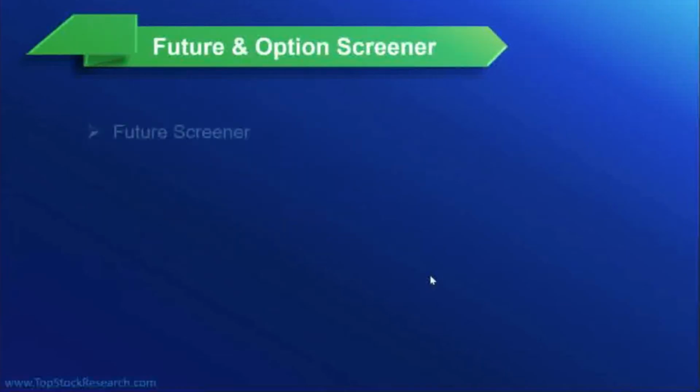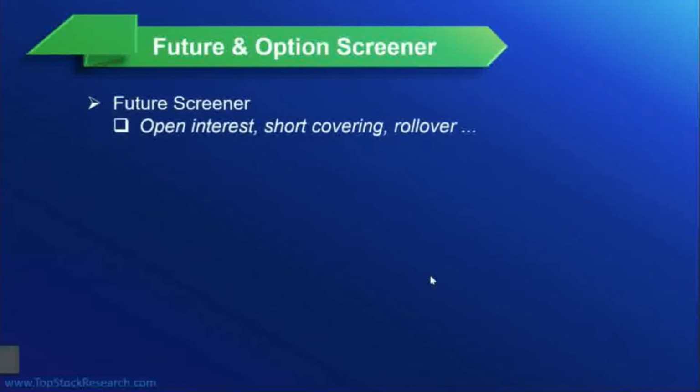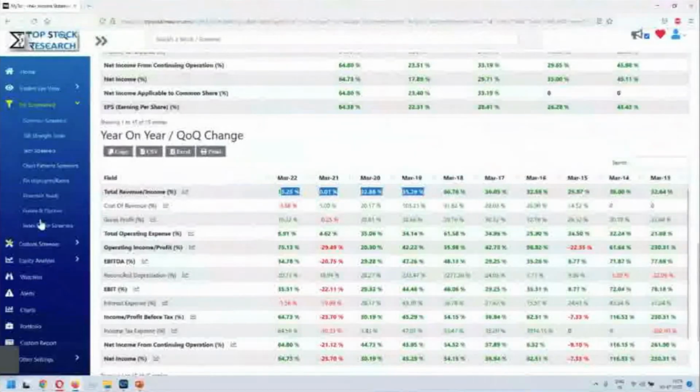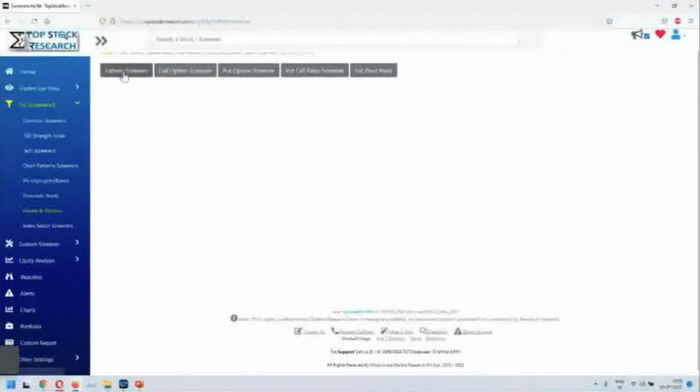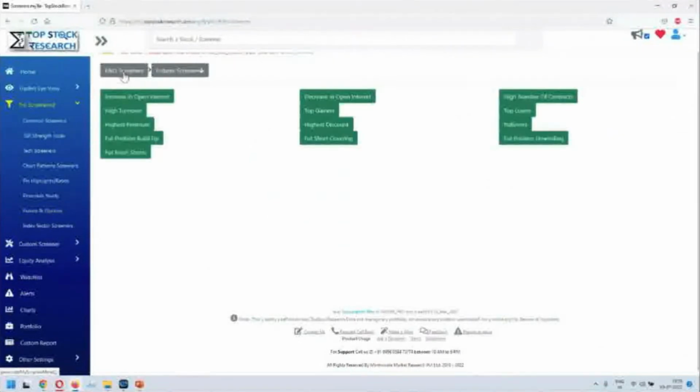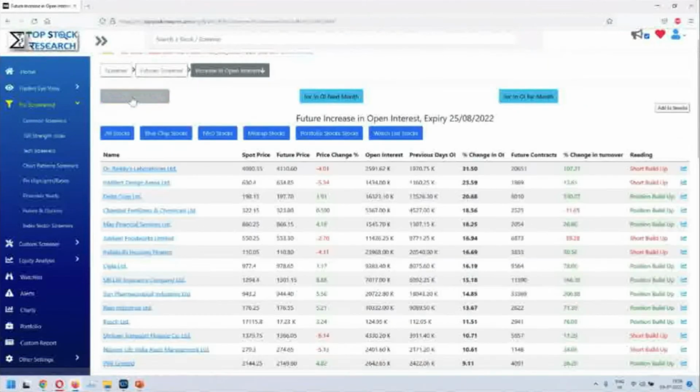Future and option screeners, the last one in this leg. So you'll find future and options here. Remember guys, future and option is only end of the day. So if you are looking at increase in open interest, you'll find stocks where the open interest has increased compared to the previous day on this one.